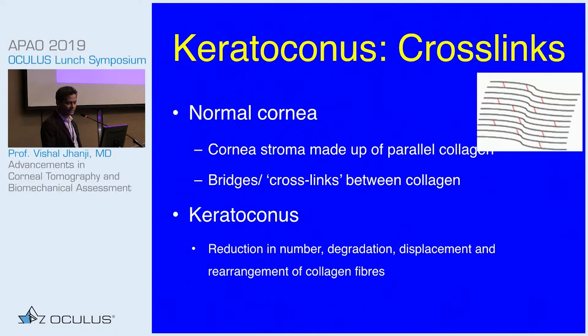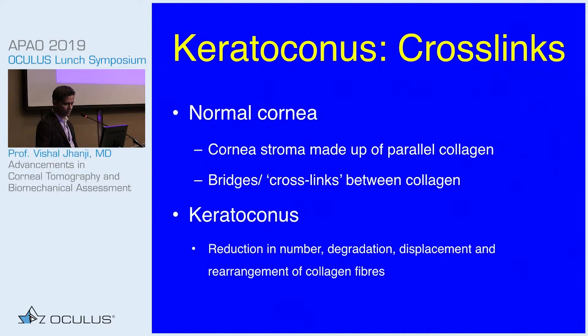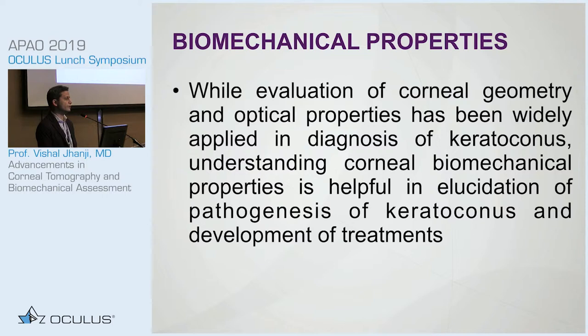A normal cornea is made up of parallel collagen fibers. There are bridges, or crosslinks, between these collagen fibers, and in keratoconus we know there's a reduction and degradation in these collagen fibers. While evaluation of corneal geometry and optical properties has been widely applied in the diagnosis of keratoconus, understanding the biomechanical properties will hopefully elucidate the pathogenesis of the disease as well.